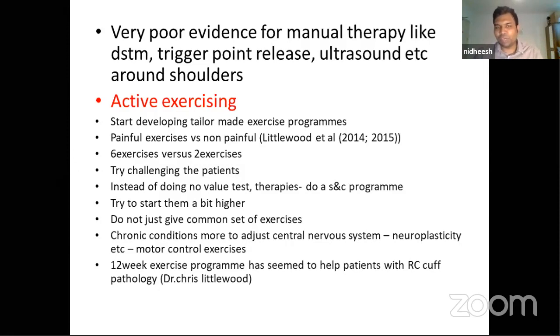But research says otherwise. Chris Littlewood is one of the legends in research on shoulders, whose study says that even painful exercises have given a similar result when compared to non-painful exercises. But you always have to educate the patient.